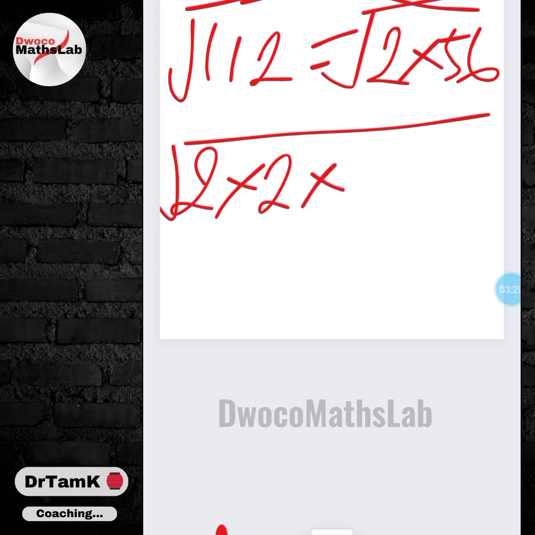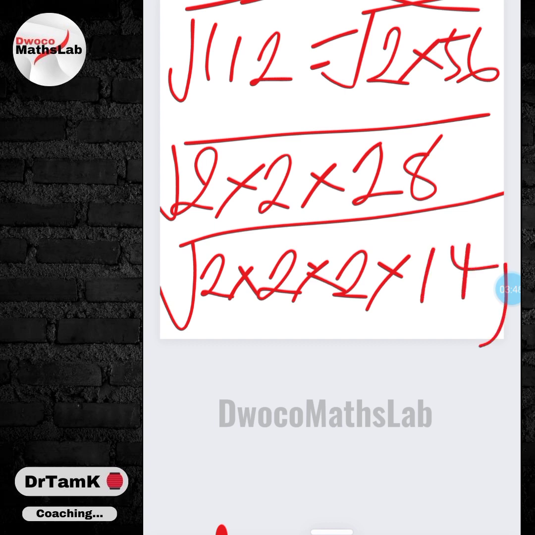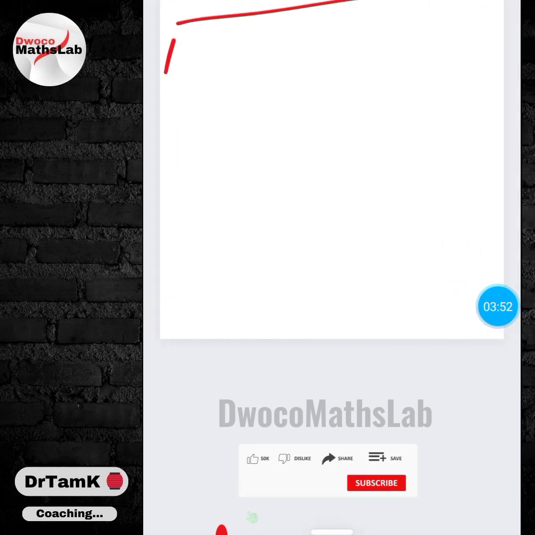2 can still divide 56 to give us 28. Are you following? 2 into 56 is 2 times 28. Exactly. Breaking it down again, it's going to give us 2 times 2 times 2 times 14, obviously, right? Because 28 is 2 times 14. Is it clear? Again, breaking it down, going to give us 2 times 2.